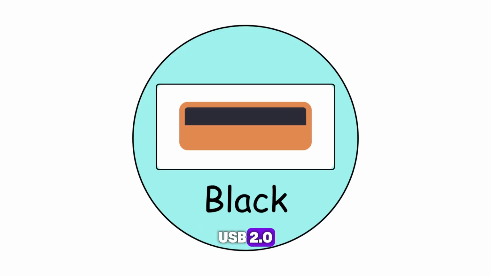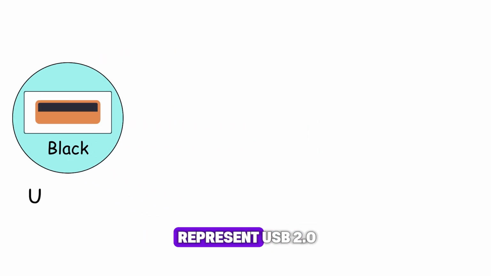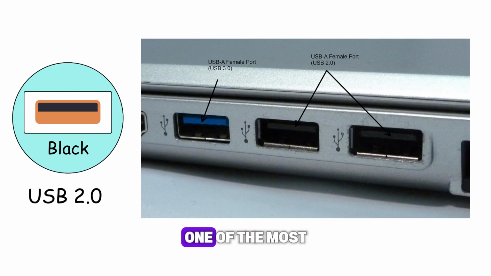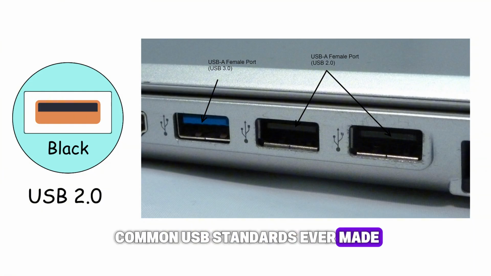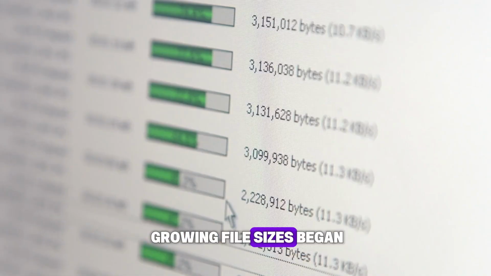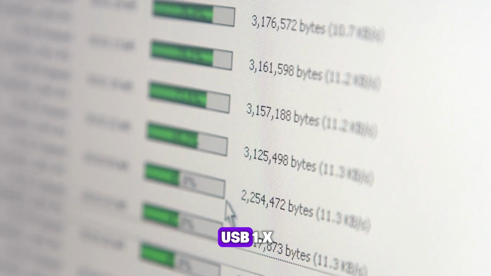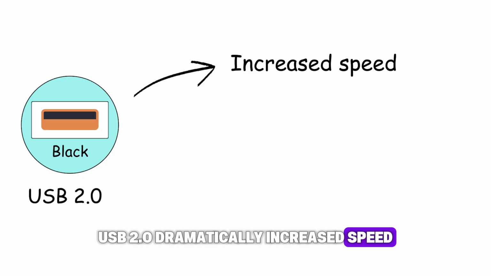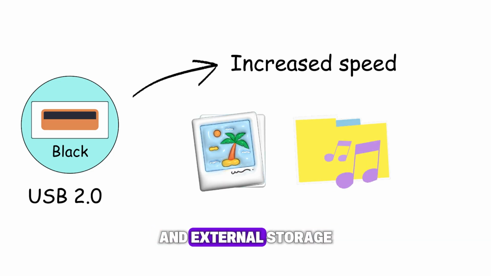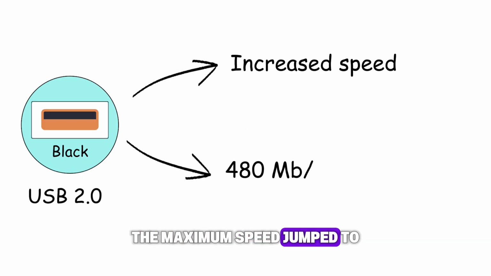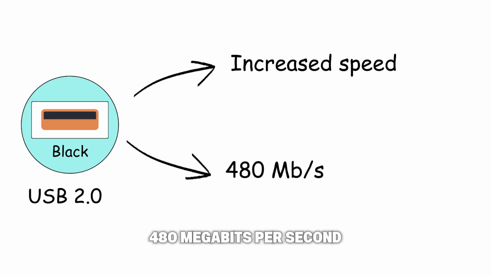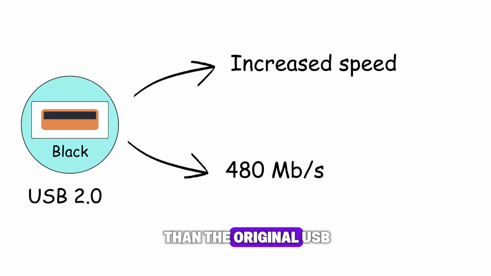Black ports. USB 2.0. Black USB ports usually represent USB 2.0, one of the most common USB standards ever made. It was introduced when growing file sizes began exposing the limits of USB 1.x. USB 2.0 dramatically increased speed to handle photos, music, and external storage. The maximum speed jumped to 480 megabits per second, about 40 times faster than the original USB.